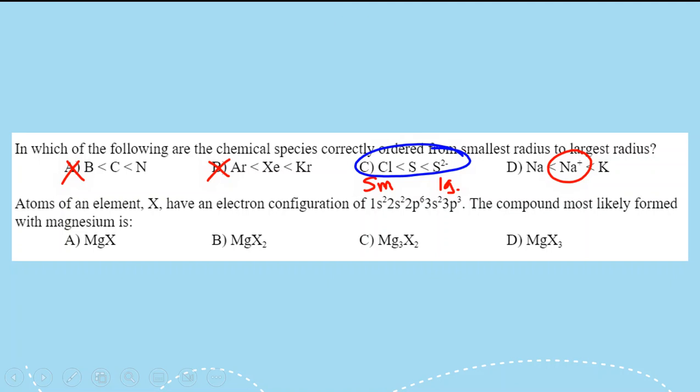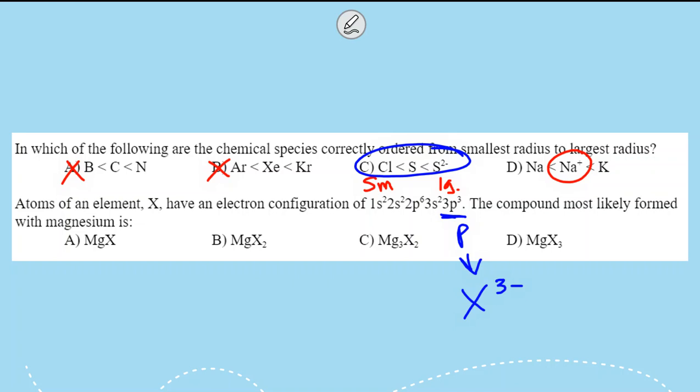Atoms of an element X have an electron configuration of 1s2, 2s2, 2p6. Who cares about that? Let's just go to 3p3 at the end because that's going to tell us what our element is. What is 3p3? That is P, right? Okay, the compound most likely to form with magnesium. So if we know it's P, what is its oxidation state normally going to be?